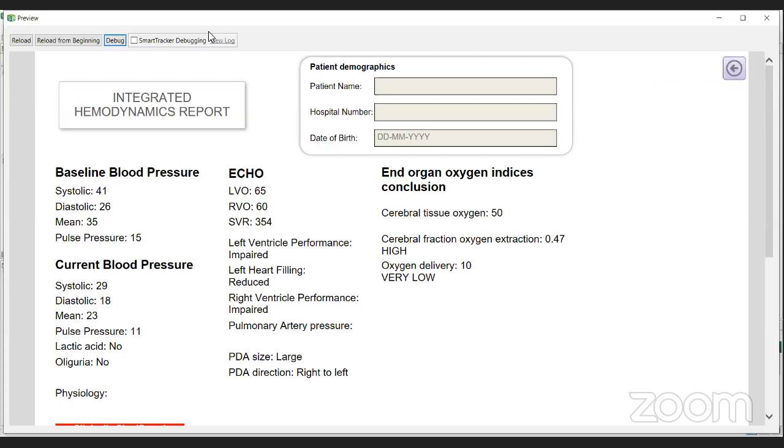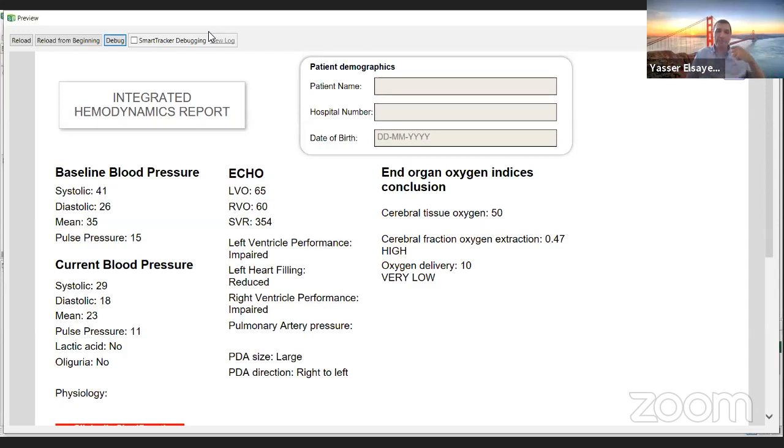Okay. And low systemic blood flow should present as high systemic vascular resistance and low cardiac output from the echo. So typically you need to put everything together, and everything should make sense when you put the pieces of the puzzle together. Okay.